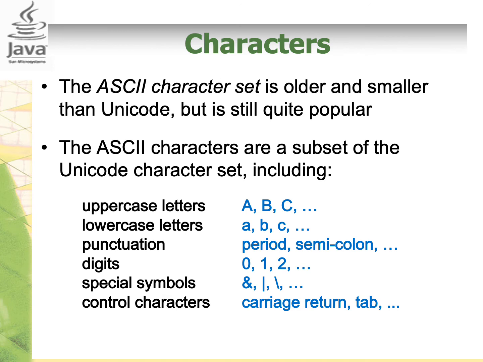We have looked at the ASCII table in topic 1. You can refer to the table to see the characters that it contains. The ASCII character set is older and smaller than Unicode, but it is still quite popular. The ASCII characters are a subset of the Unicode character set, including the uppercase letters, lowercase letters, punctuation, digits, special symbols, and also control characters.